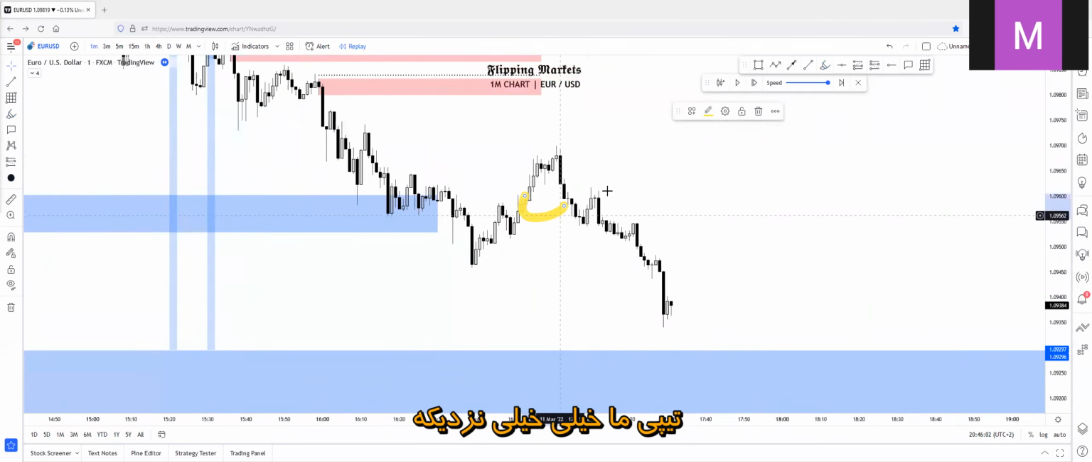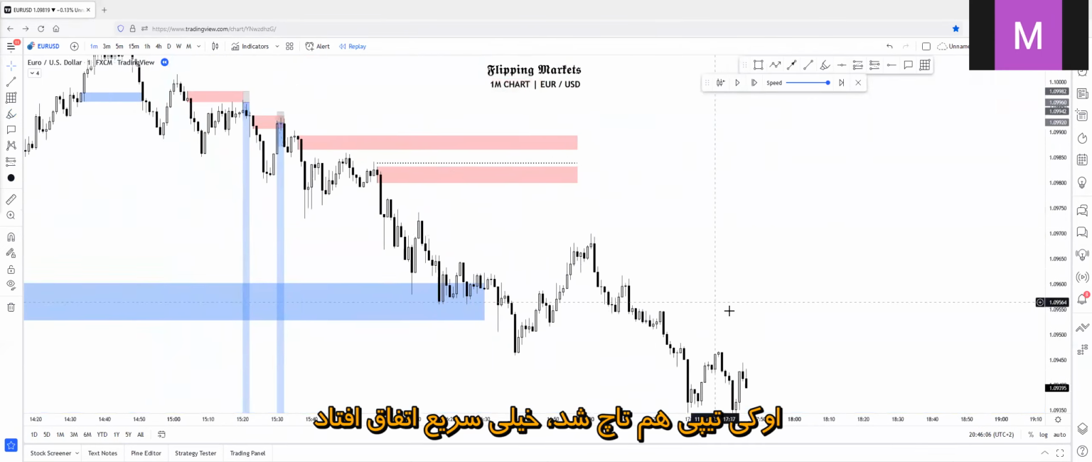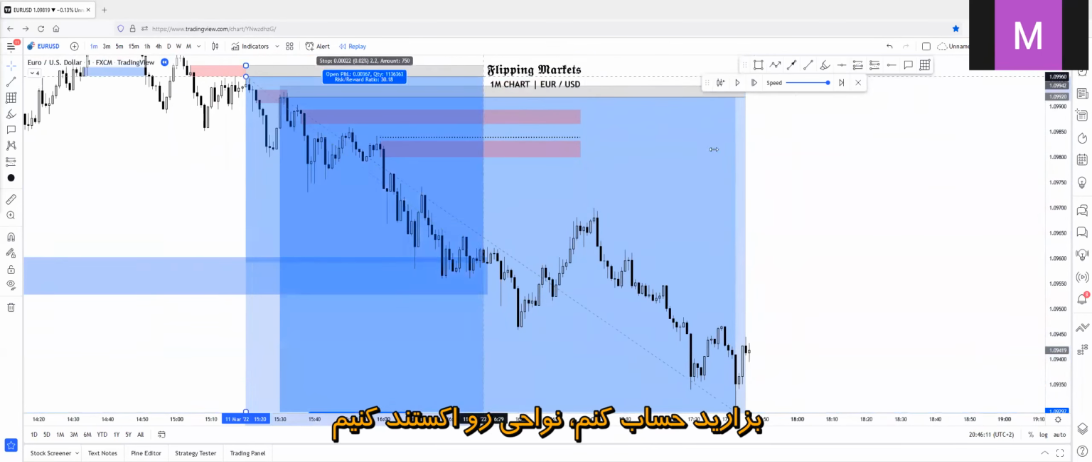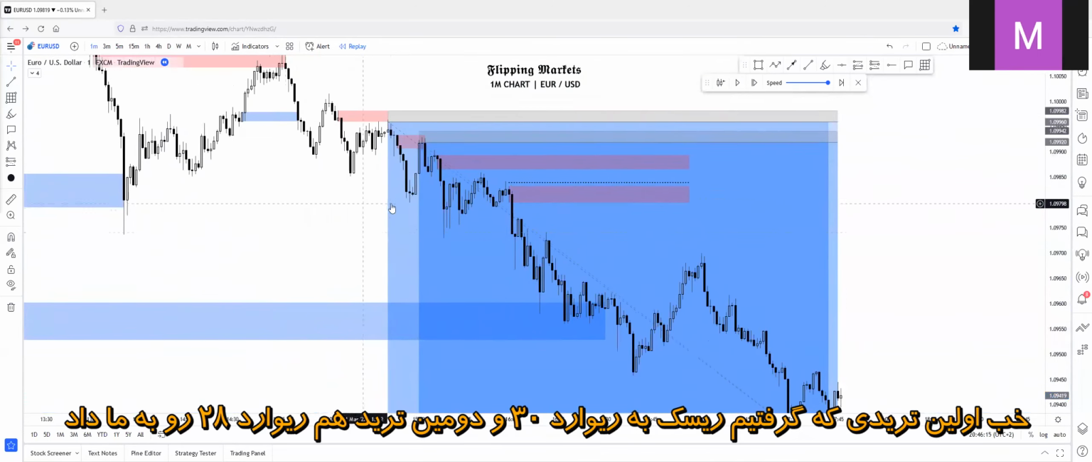Our TP is really close. Okay, TP hit. That was quick. Let's just extend these zones. So the first position which we took was 30 risk-reward ratio. The second position was 28 risk-reward ratio, which is 30 plus 28 equals 58 risk-reward ratio in total for this session.